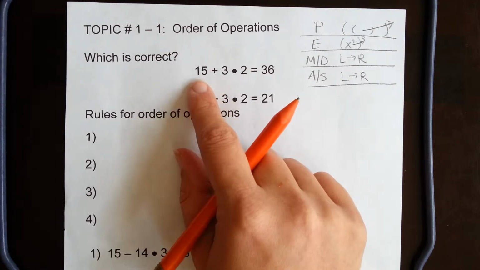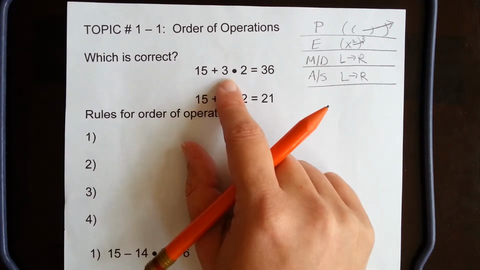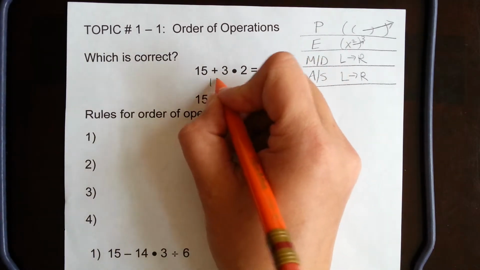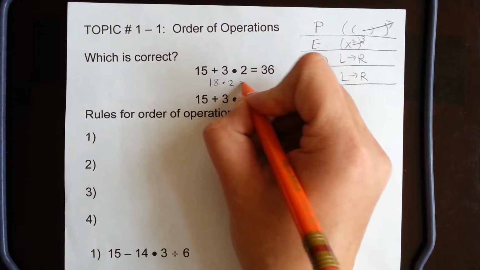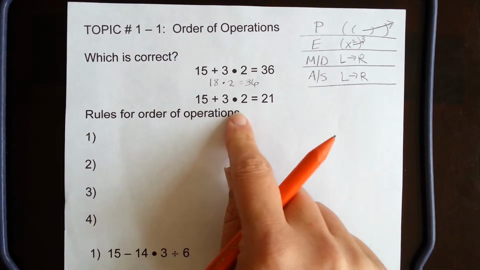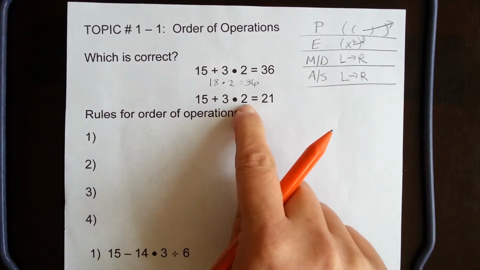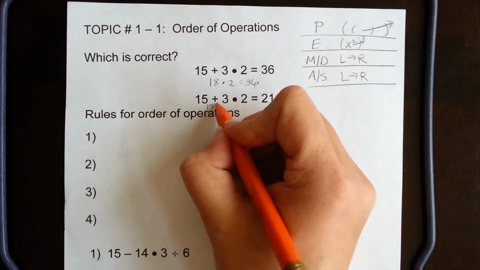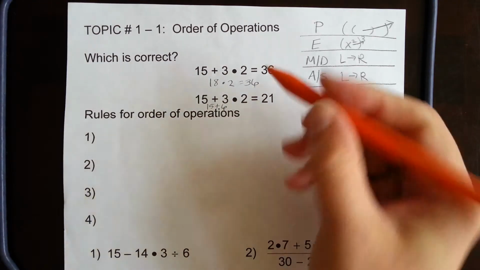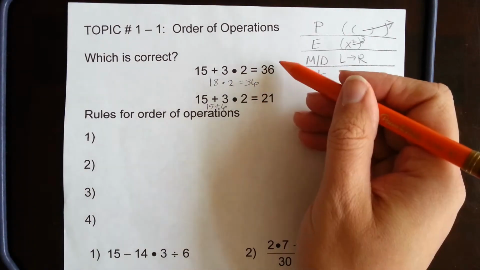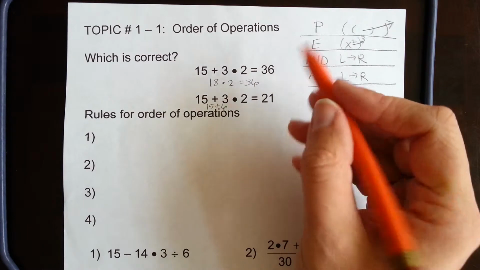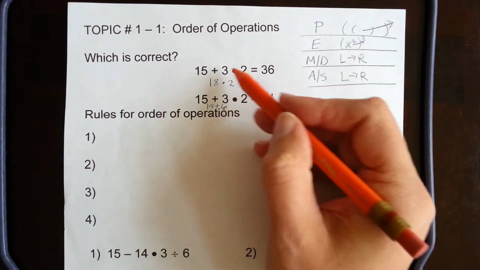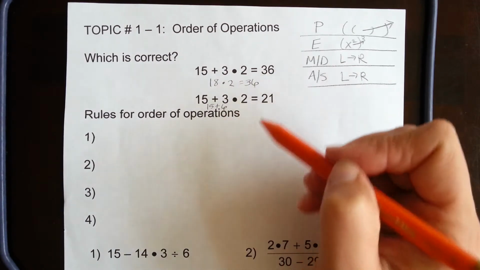So I'm looking at this one. If I did 15 plus 3, that would give me 18 times 2, which would give me 36. And on this one, if I did 3 times 2 first, that would give me 6, plus 15 would give me 21. Now, only one of those is correct, because we should only get one answer for that problem. So if we picked the order of operations that was done first correctly in these problems, we should know which one is the correct answer.